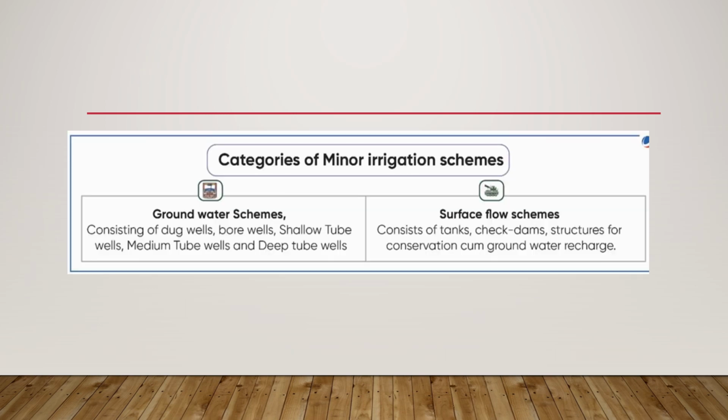What are the categories of minor irrigation schemes? We have groundwater schemes and surface flow schemes. Groundwater schemes consist of dug wells, bore wells, shallow tube wells, medium tube wells, and deep tube wells. Surface flow schemes consist of tanks and check dam structures for conservation cum groundwater recharge.